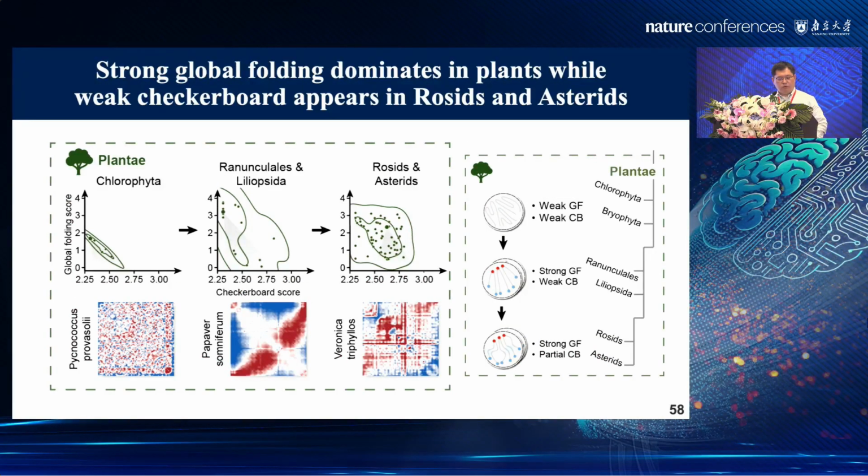For the global folding, it's interesting that it first looks random in early species, then has a very strong global folding. But once species get very complicated, they start to have the so-called compartment or checkerboard pattern again. So this is what we deduce as the evolutionary history of the global folding.